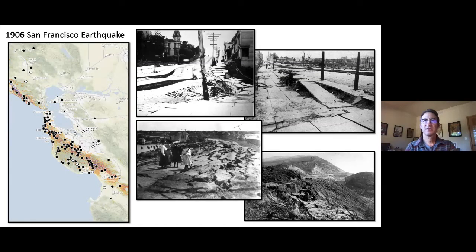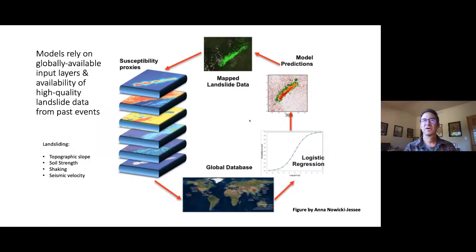We haven't had a very major earthquake in the United States, but the 1906 earthquake had liquefaction all throughout San Francisco and landslides all throughout the surrounding region. And such an earthquake would cause not only shaking damage, but additional damage due to landslides and liquefaction.